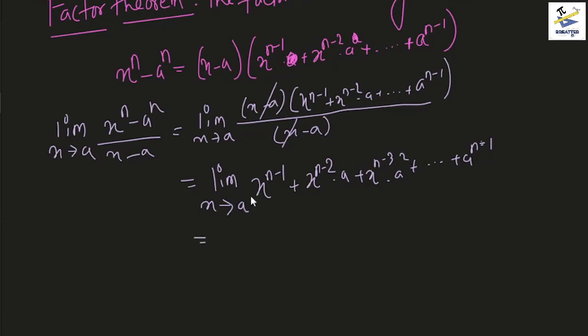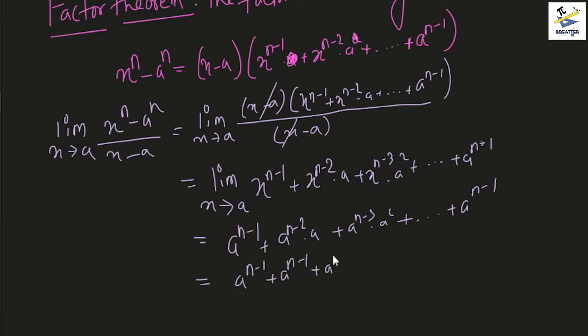Now putting in the value of x, because this expression is completely defined and it's a polynomial, we see that it is equal to a to the power n minus 1 plus a to the power n minus 2 into a plus a to the power n minus 3 into a squared and all the way up to a to the power n minus 1. Simplifying, all of the terms would be a to the power n minus 1. And how many of them are there? There are n of them, because the power starts from a to the power 0 and ends at a to the power n minus 1, so from 0 to n minus 1 inclusive there are n terms. So it becomes n into a to the power n minus 1, which is the answer.